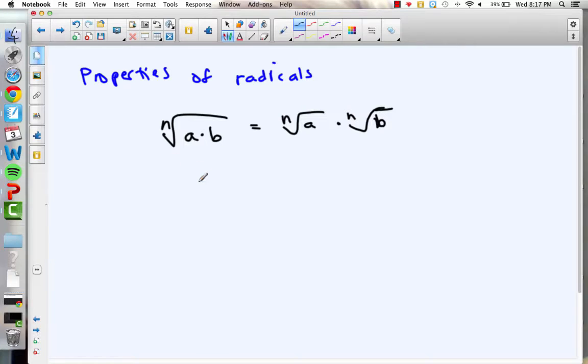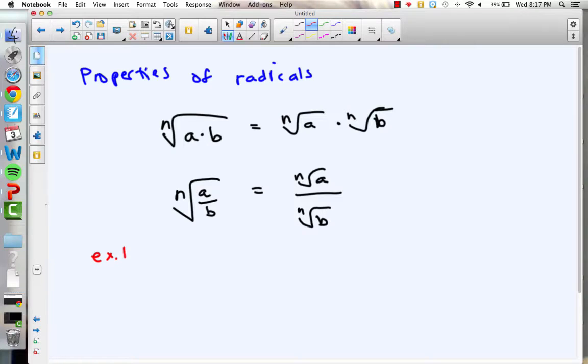The same thing works if you have a division, so the nth root of a divided by b. Well, this is all one. It's all underneath the radical. But because it's an nth root of both, we can say the nth root of a on the top, on the numerator, and the nth root of b in the denominator. So we just split it. So let's go through a few examples of these.